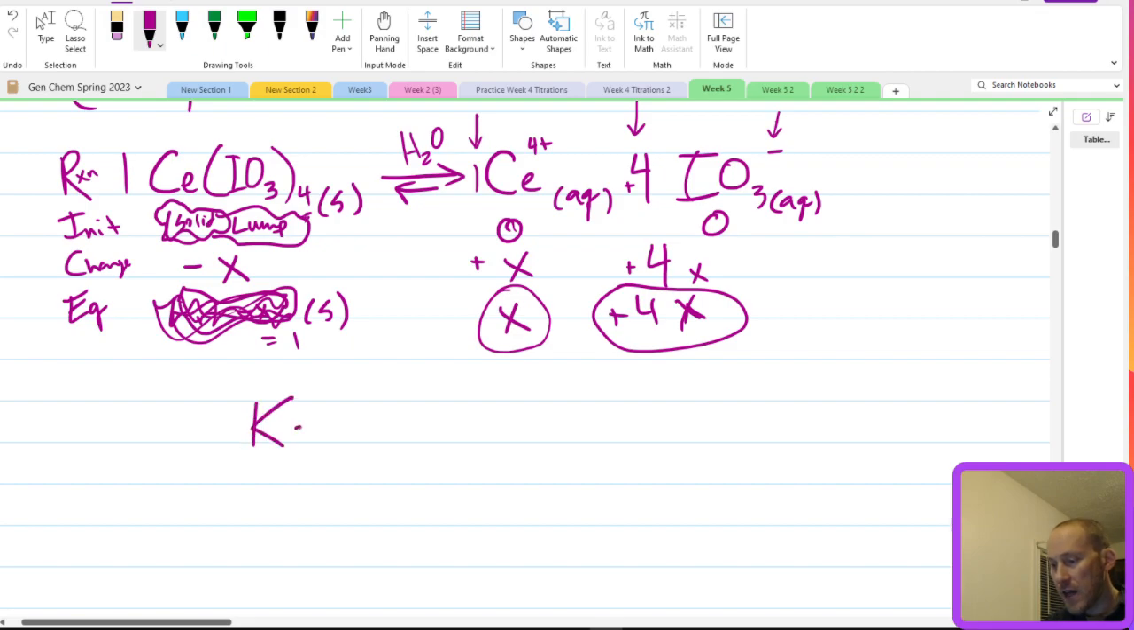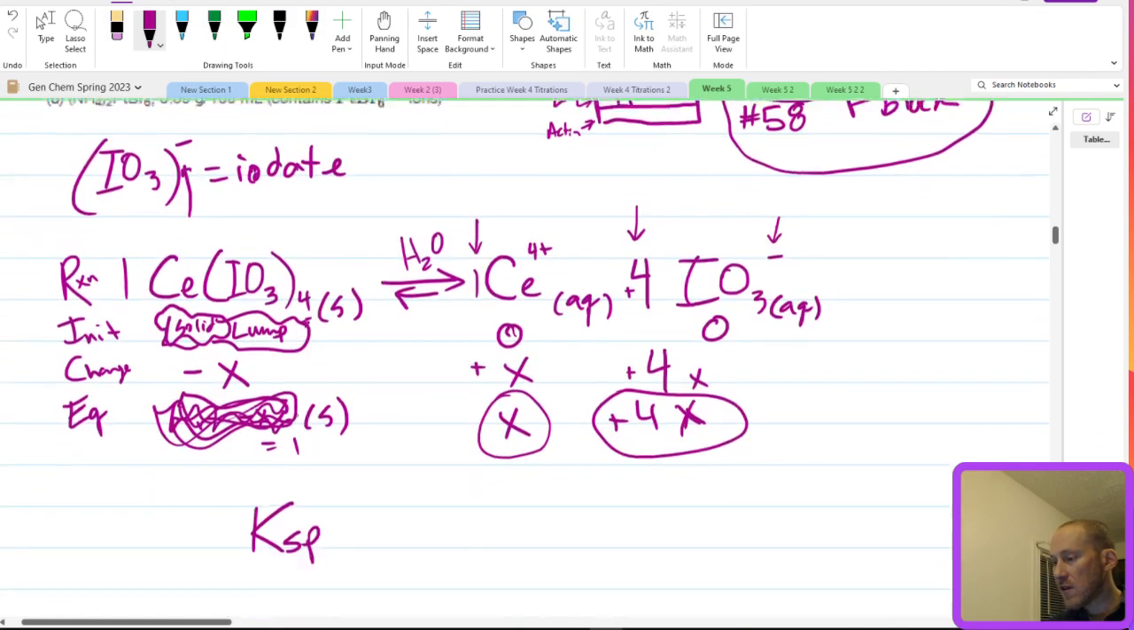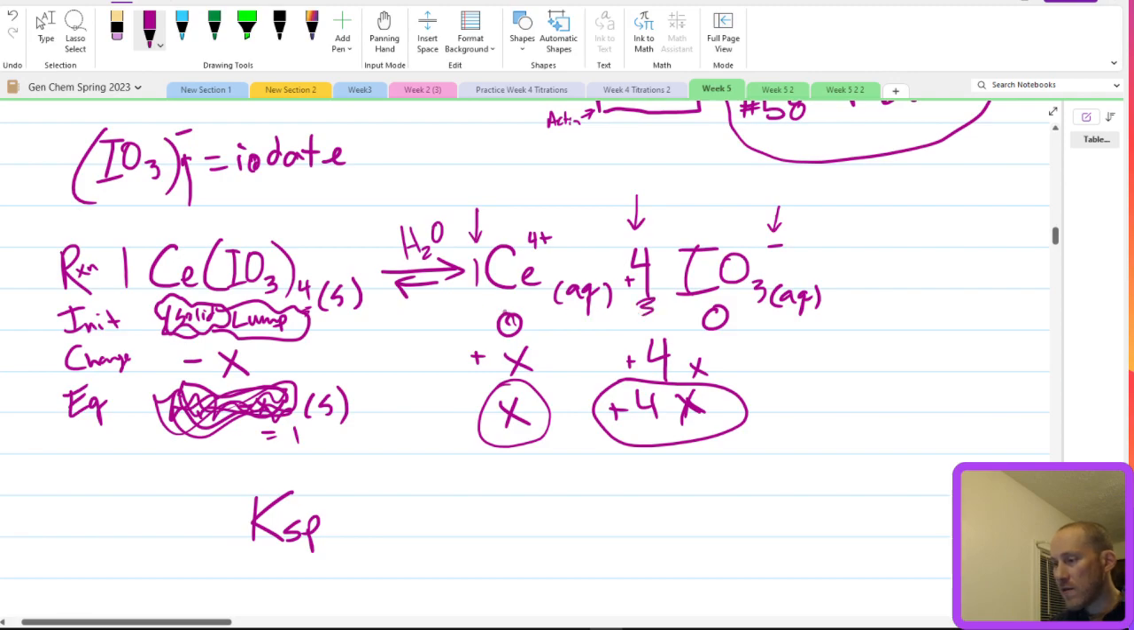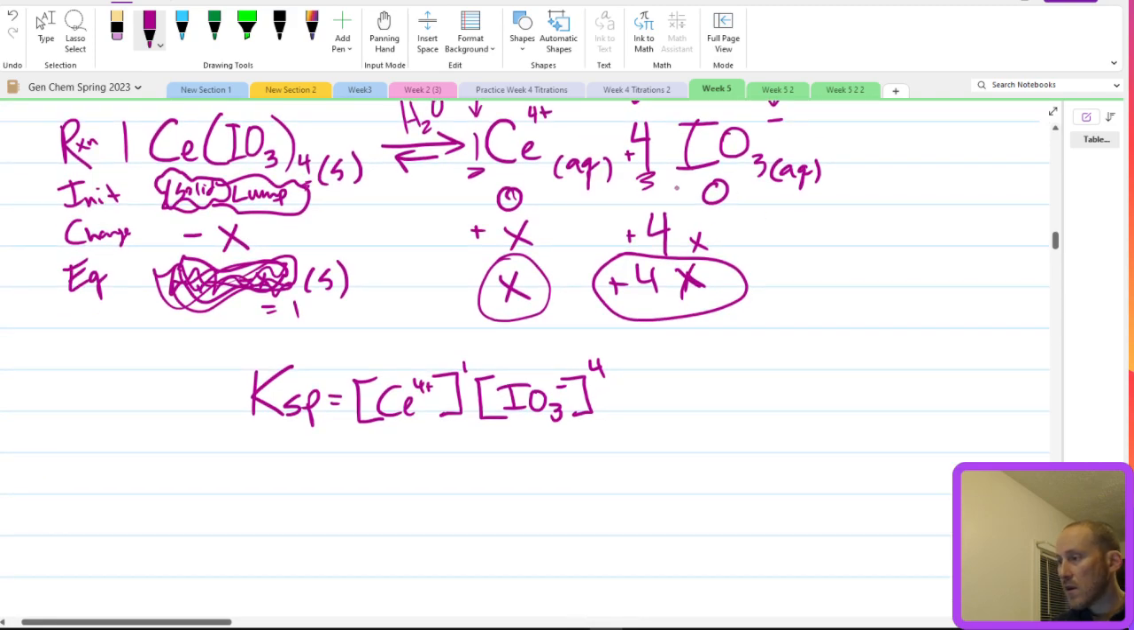And our KSP, based on the stoichiometric coefficients, as we've been discussing, is going to be the concentration of cerium cation to the power of 1 times the concentration of iodate to the power of 4, right? Because 4 is the stoichiometric coefficient.